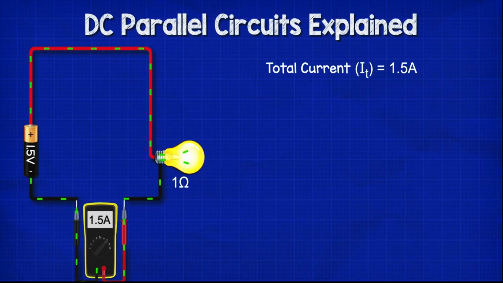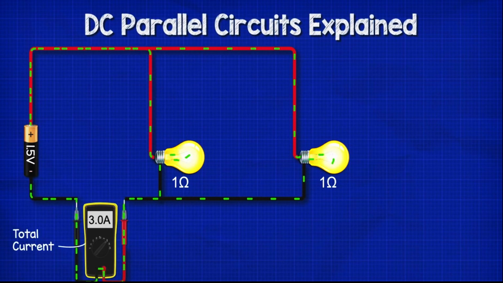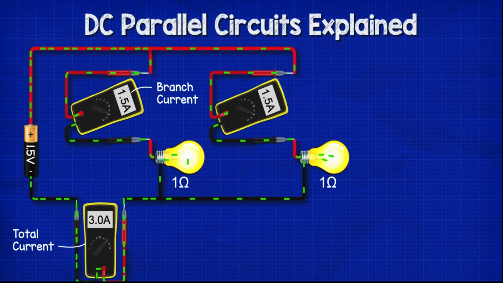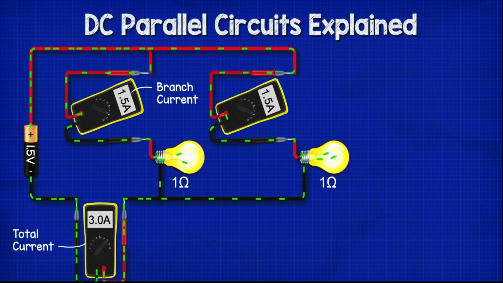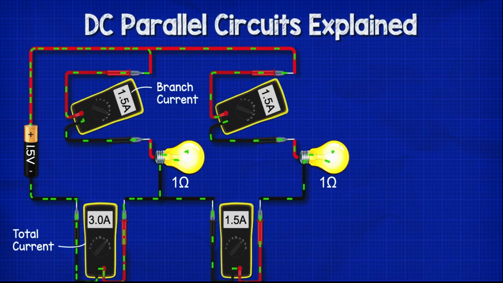If we then connect a second 1 ohm resistive lamp into the circuit wired in parallel, the multimeter reading the total current sees an increase to 3 amps. But if we measure the current through the lamps individually, we see the multimeter will read just 1.5 amps on each. In the wire between the two lamps, we also see a current of 1.5 amps.